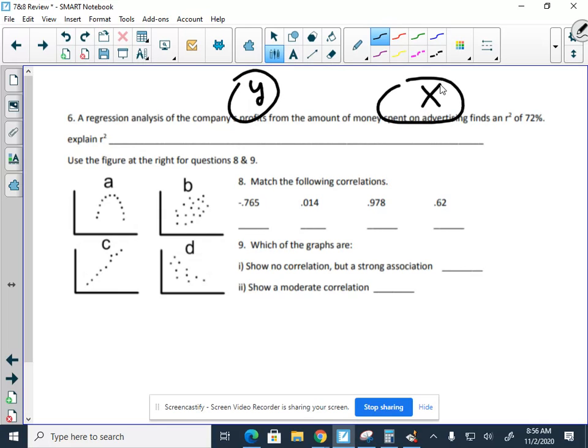Advertising would be X and the profits would be Y. And again, why is it important? You would do your advertising to try to influence the profits. So we have to know which one's X, which one's Y. And we find an R squared is 72%. Explain R squared.